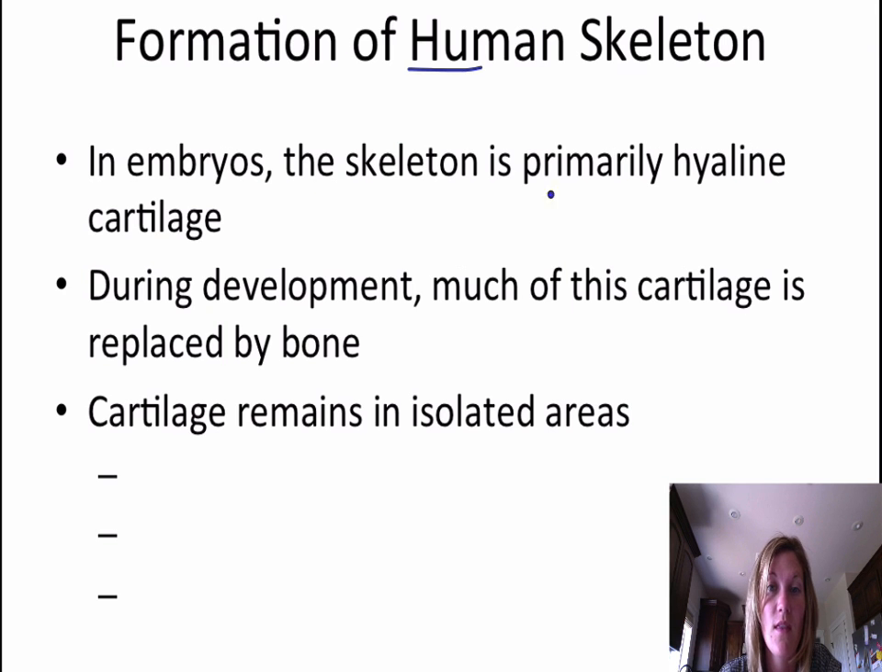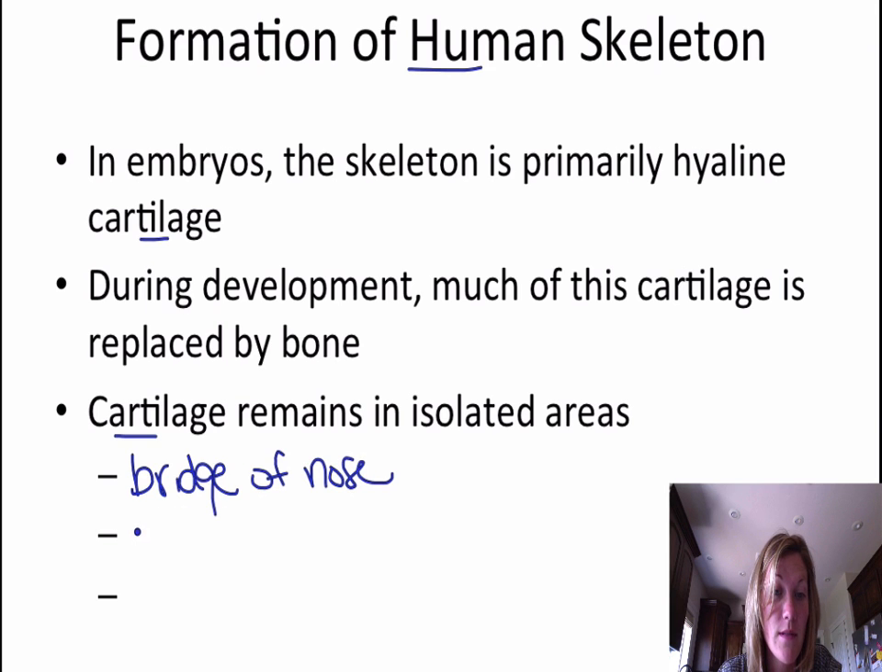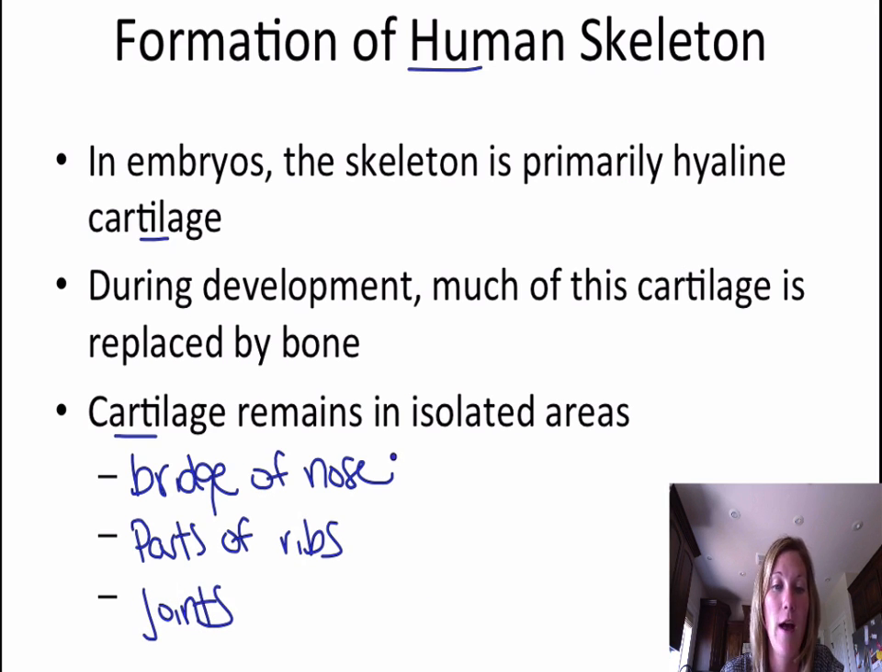In embryos, the skeleton is primarily made up of hyaline cartilage, and then during development, much of that cartilage is replaced by bone. There is still cartilage that remains in some isolated areas. A couple of examples are the bridge of the nose, parts of the ribs, and joints. Okay, I just want to put out my disclaimer. That is by no means all of the cartilage in your body. That's just a couple of examples of where cartilage hangs around after infancy, childhood, and into adulthood.